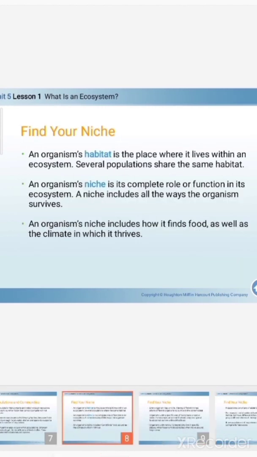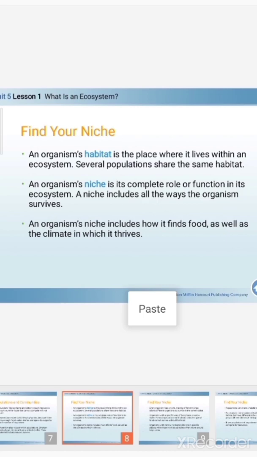Okay. An organism's habitat is a place where the animals live. So the habitat is the home of the animals. If I ask about the home of the monkey, it is the rainforest. The home of the fish is the ocean. The home of the frog is the pond. So when I ask about the home, I say habitat. What is the habitat of the lion? The grassland. What's the habitat of the giraffe? The forest. Okay, so habitat is the place where animals live.